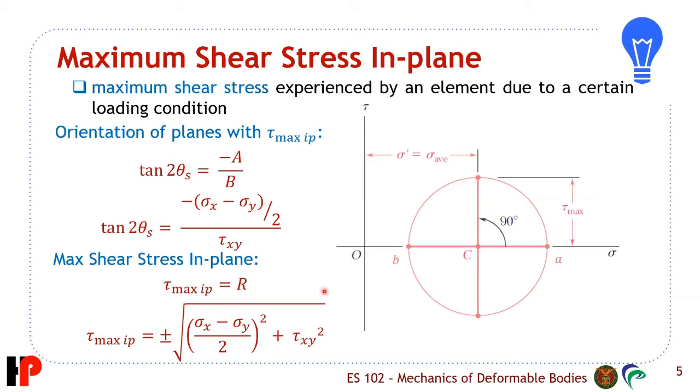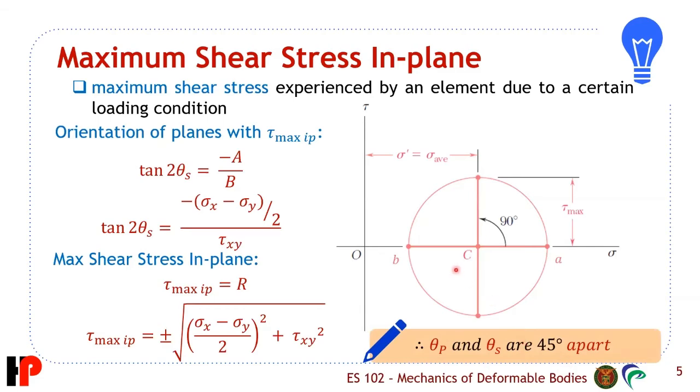Now, you also have to note that if this is your principal plane, kasi nandyan yung sigma p, in the Mohr circle, they are 90 degrees apart kung saan yung theta s or yung plane of maximum shear stress. Sabi natin kasi, in real life, they are 45 degrees apart. Kaya sa Mohr circle, 90 degrees apart sila. Okay?